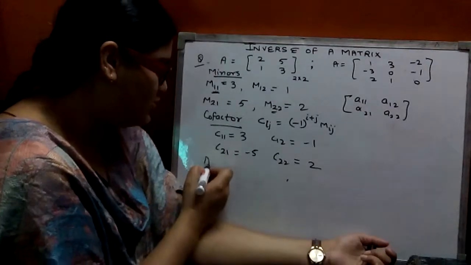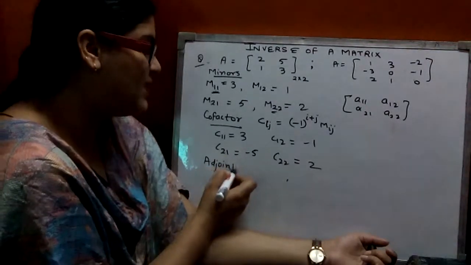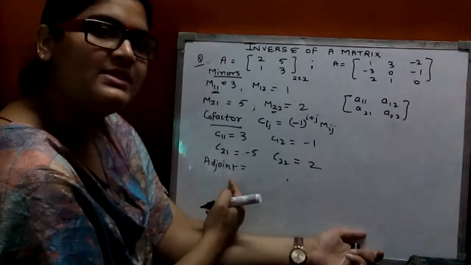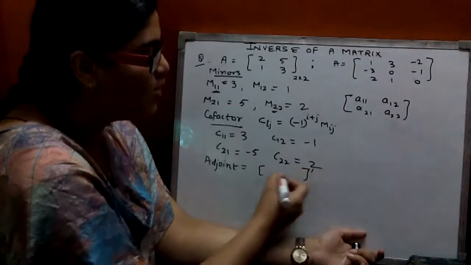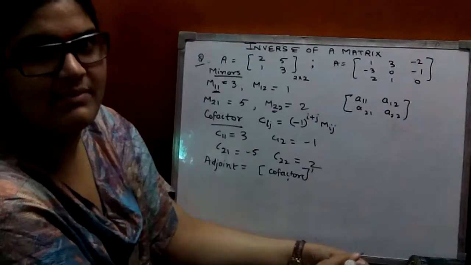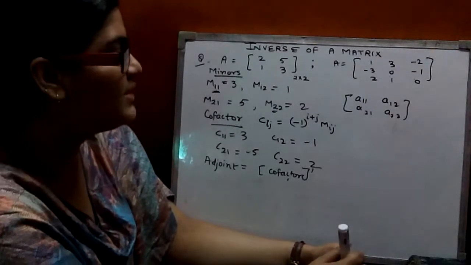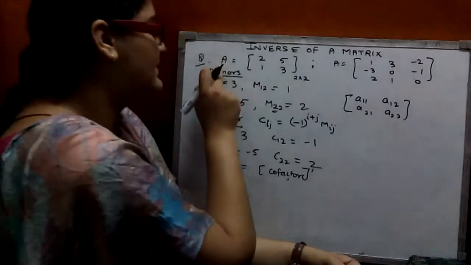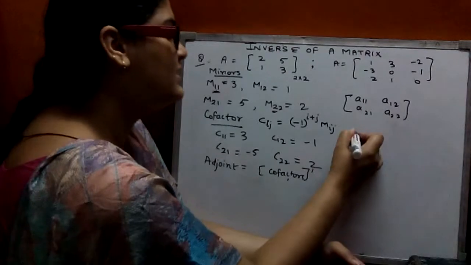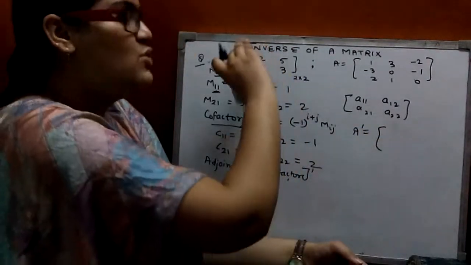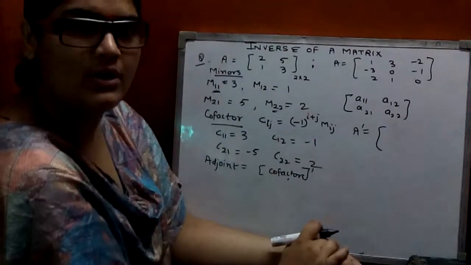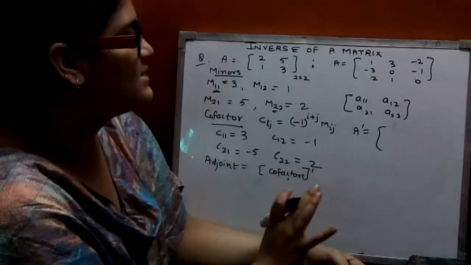Now we are talking about the adjoint. In order to find the inverse, you have to find the adjoint. And you know, the adjoint is the transpose of the cofactor matrix. Now the question which strikes our mind is, what is the transpose of any matrix? Let us take an example. This is your matrix, and to find its transpose you have to interchange the rows and columns. Rows become columns and columns become rows. Then this is the transpose.